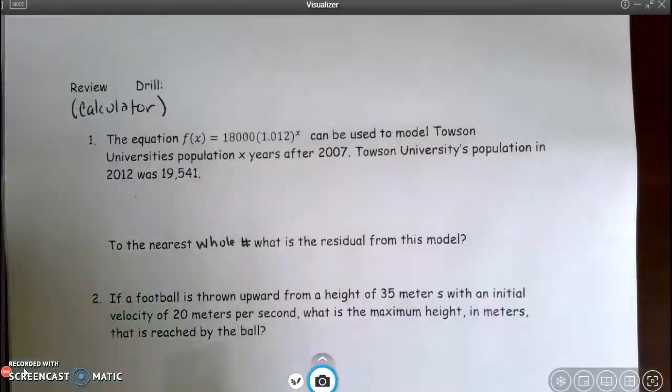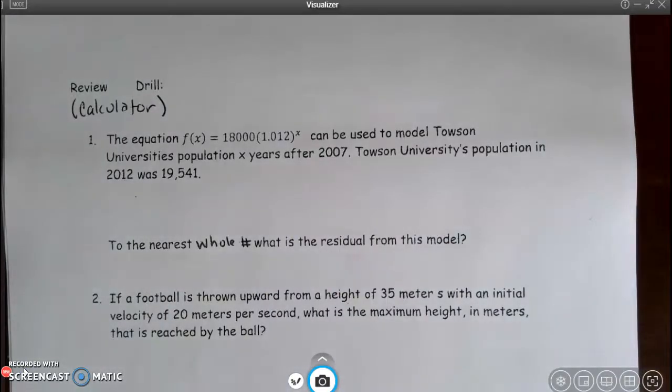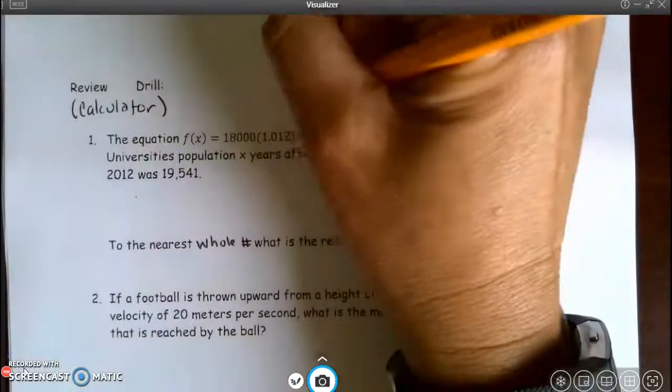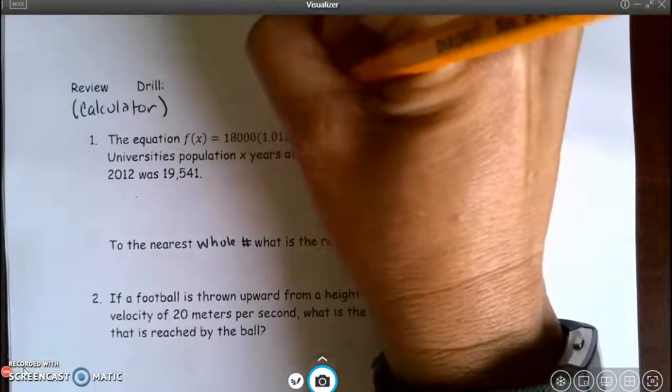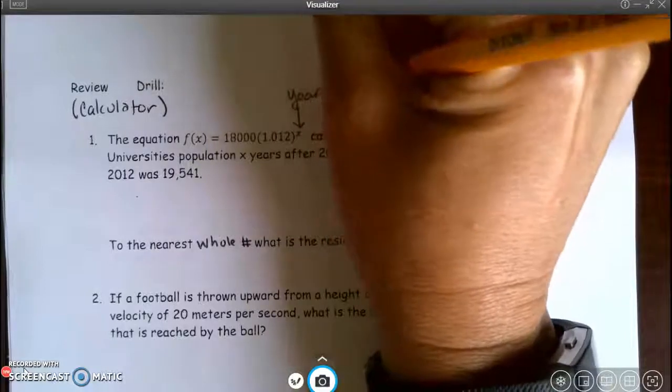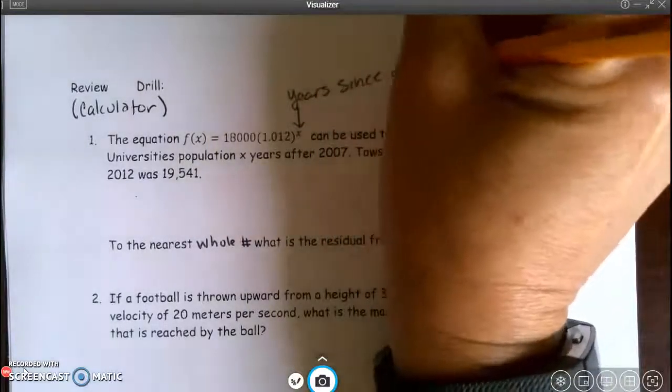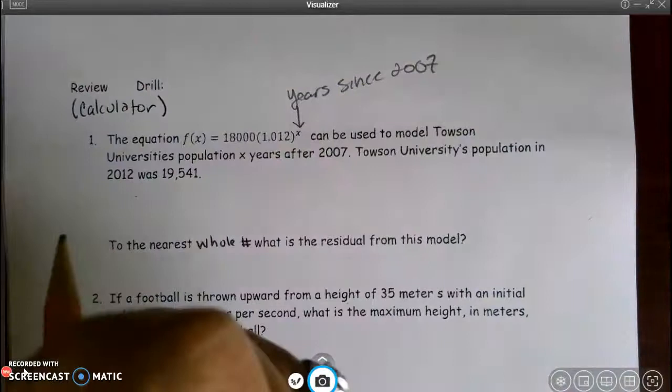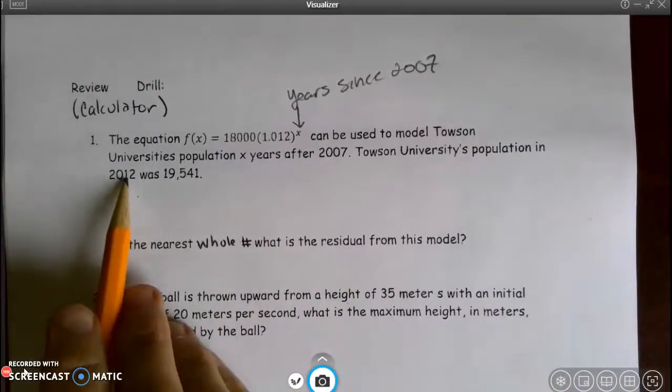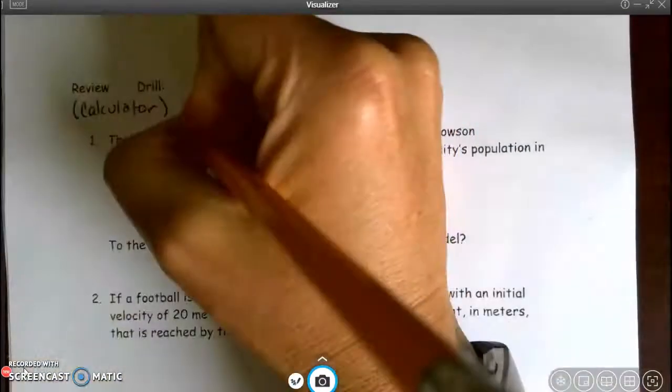Right, so I am now going to go over the review drills. And this first review drill gives me an equation. It's an exponential model that can be used to model Towson University's population X years after 2007. So X is years since 2007. And the population, it said, and this must be population.